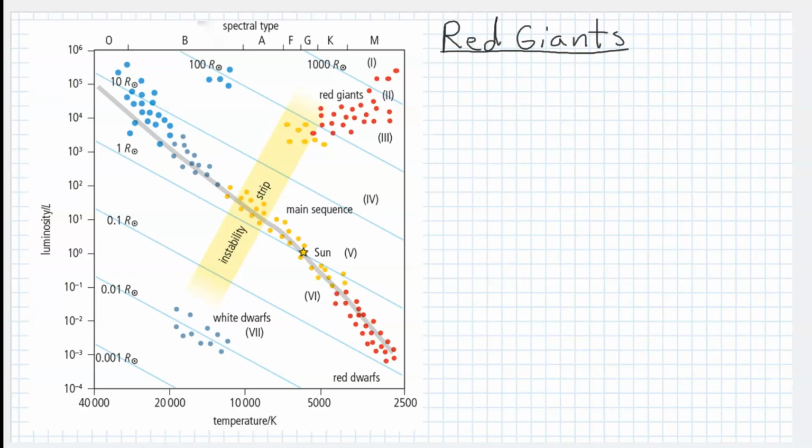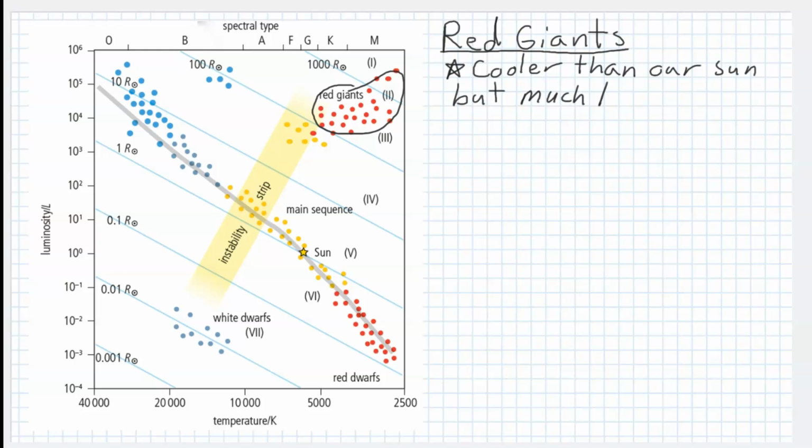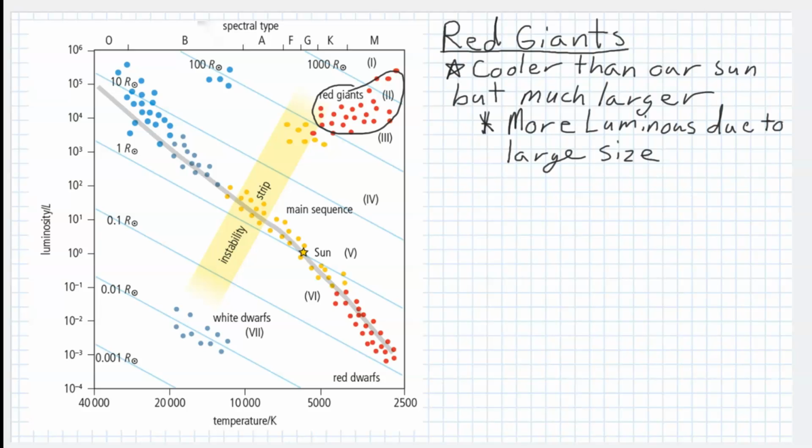The first group of stars we'll look at are red giants, which are found in the upper right-hand corner of the HR diagram. We can see from its position on the HR diagram that red giants are actually cooler than stars like our sun. However, because they're in the upper right-hand corner, they're cool, but they're also very luminous. And this is because they have a very large size, i.e., they're giants.